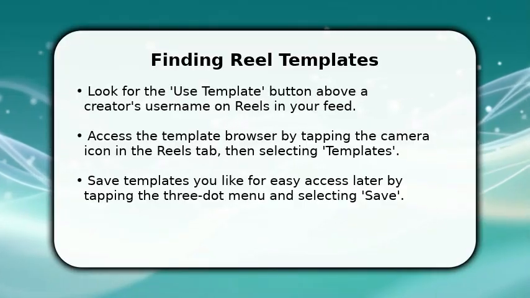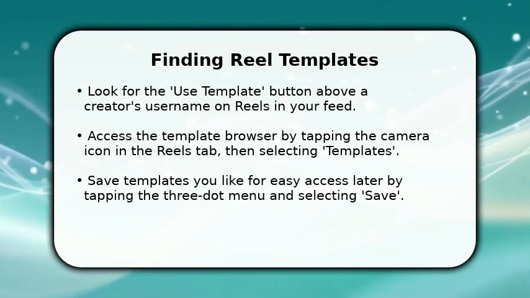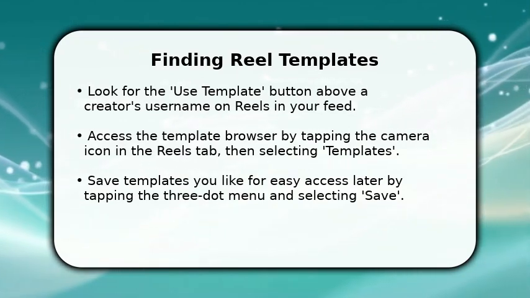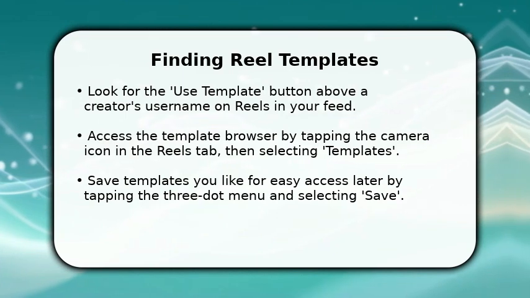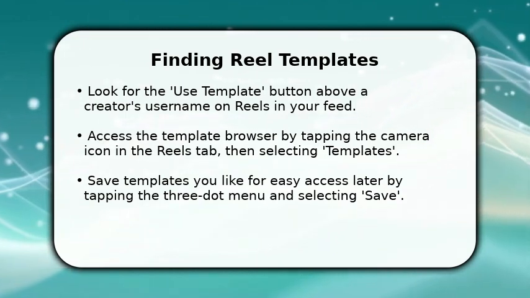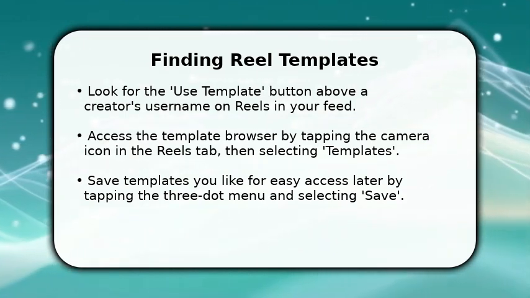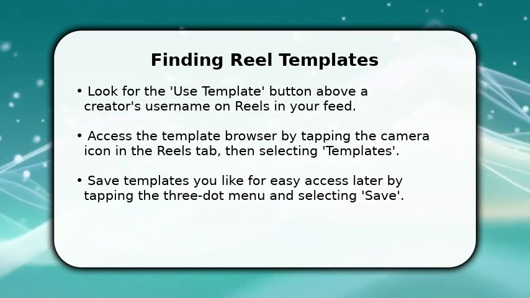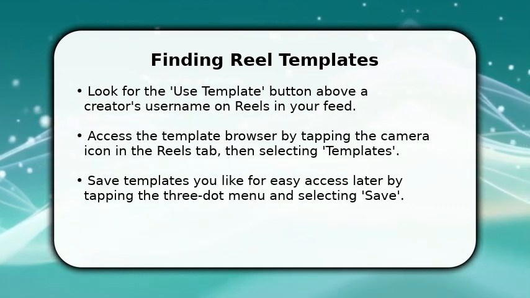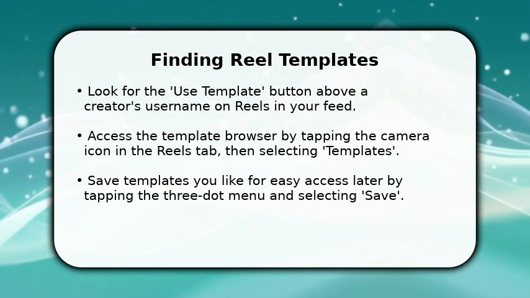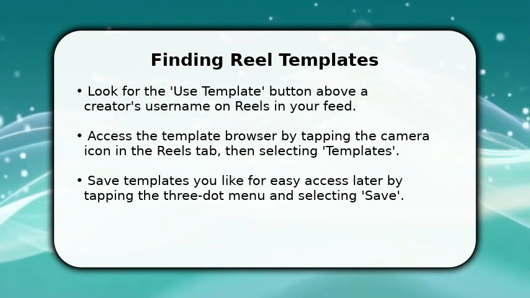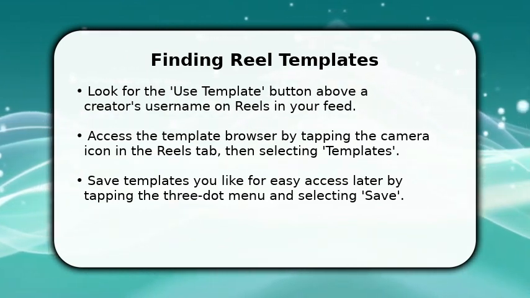In this video, I will explain how to use a template of any reel. First, let's find one. You can spot a template by looking for the Use Template button directly above a creator's name while scrolling. Alternatively, navigate to the Reels tab, tap the camera icon, and then slide over to the Templates section. Here, you'll discover many options, including trending and saved templates.